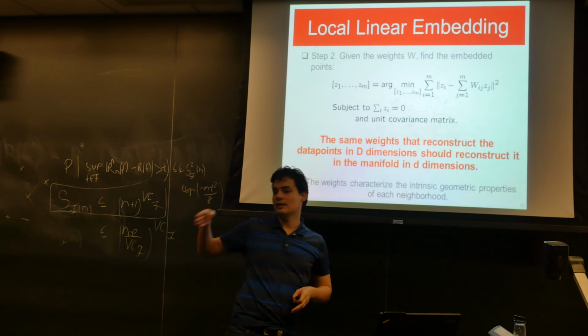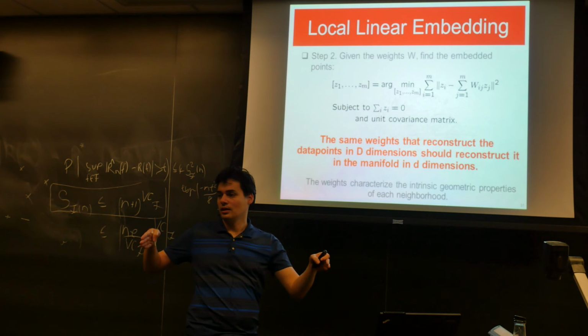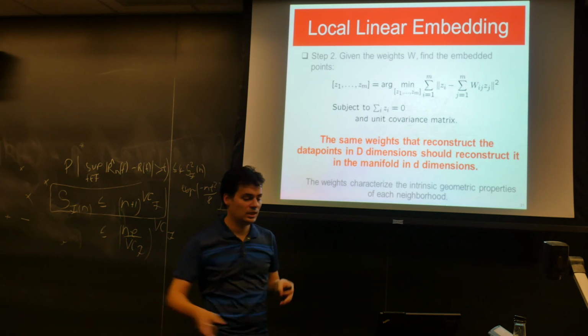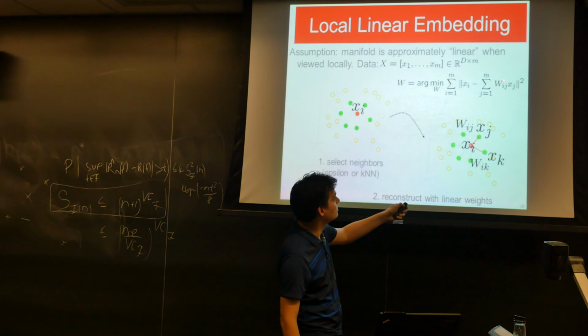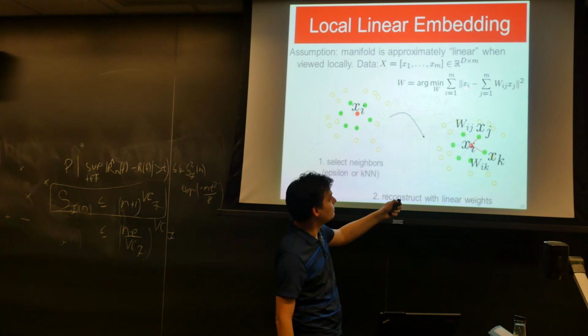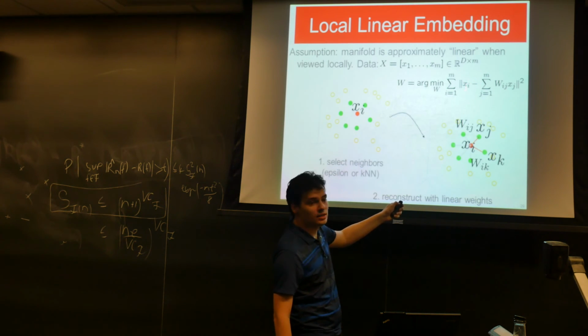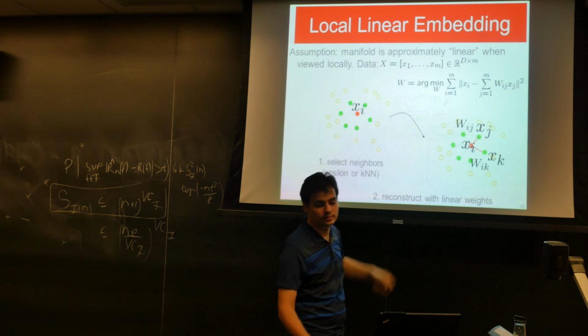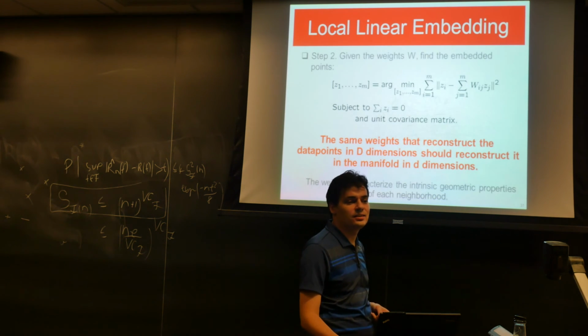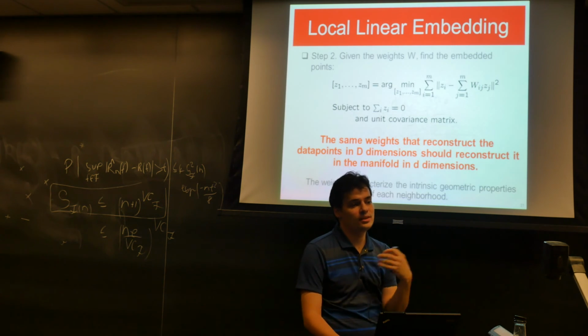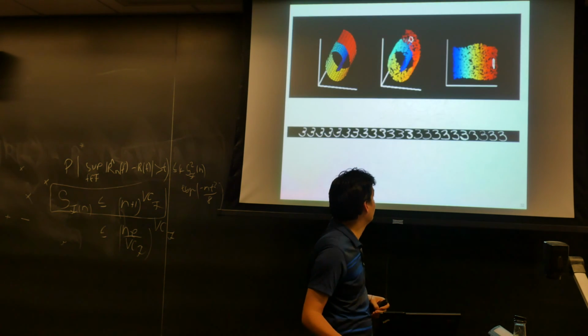So first you have a data set, and you try to find those weights that minimize these reconstructions. Then you have these weights and you replace these X's with lower dimensional vectors, say Z's, keeping the same weights. Seems really similar to autoencoder learning. It's similar in that sense that you have these W's and you use them.